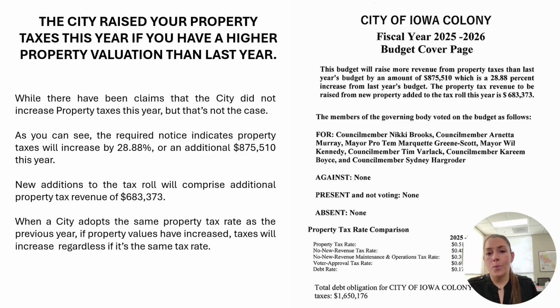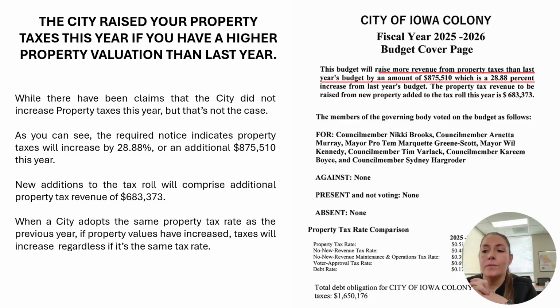One of the things I'd like to point out is that when you adopt the same tax rate from one year to the next, but you have a higher property valuation in that subsequent year, you will pay more in taxes. So I know there has been some comments made in the public that council did not raise taxes this year. I will show you how that's not necessarily true if you have a higher valuation from one year to the next. What was adopted was an approximate 52 cents per $100 valuation.